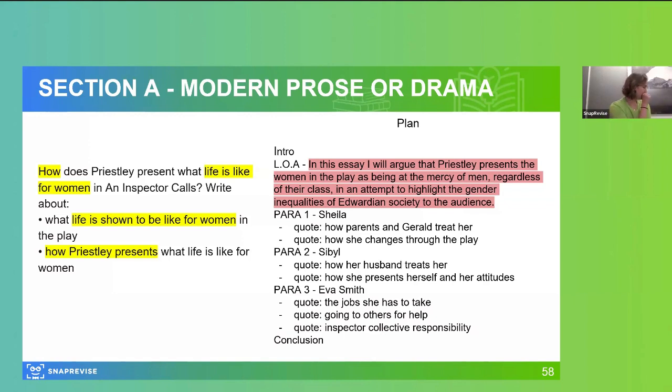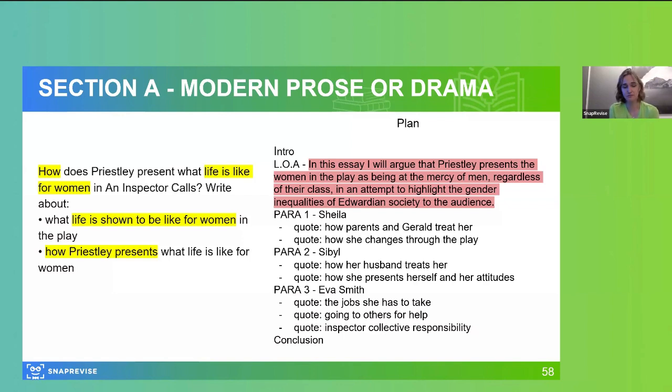So again, use your time to make an in-depth plan. For this example, I have chosen that my argument is going to be that Priestley presents the women in the play as being at the mercy of men, regardless of their class, in an attempt to highlight the gender inequalities of Edwardian society to the audience. Again, when you're talking about a play, always make reference to the audience. Think about how different it would be to watch the action unfold rather than reading it.